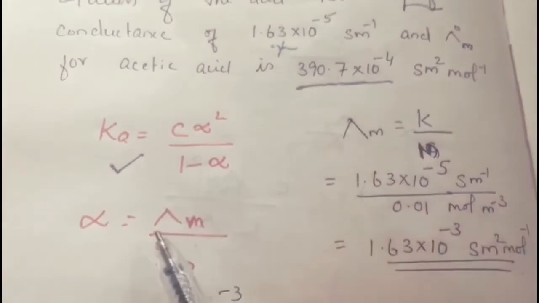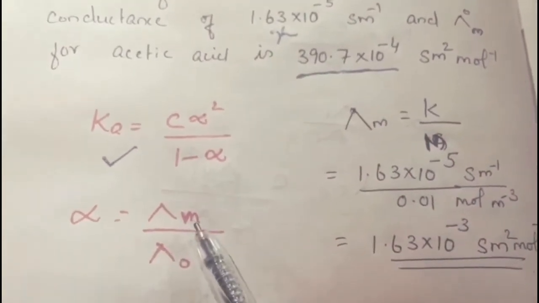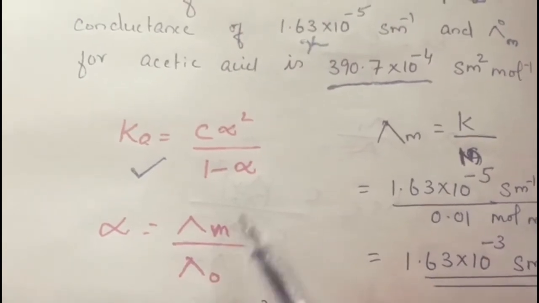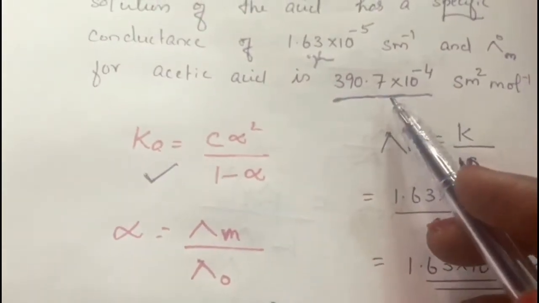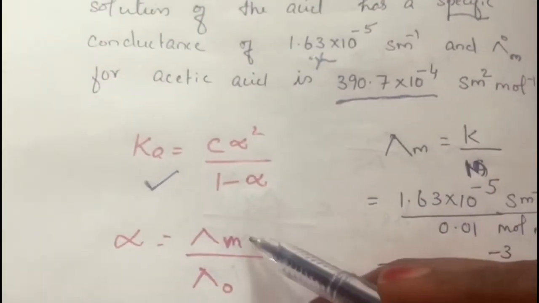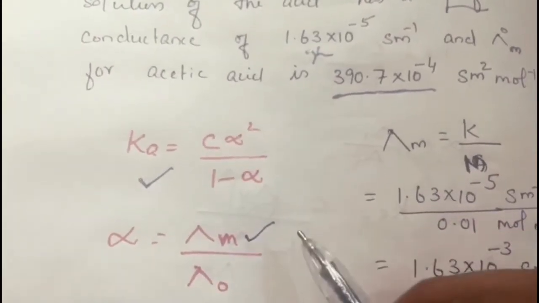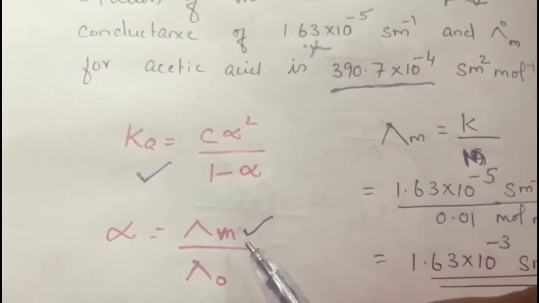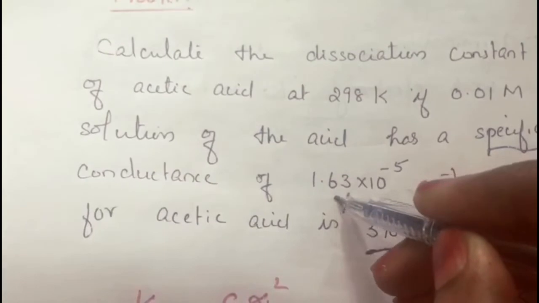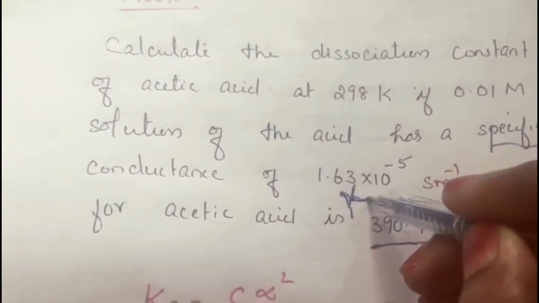For alpha we know the equation is lambda m divided by lambda 0 m. So lambda m is not given but lambda 0 m is given as 390.7 into 10 raised to minus 4. So first we have to find out lambda m. How will we find out lambda m? For finding lambda m, what is given here? Kappa is given. What is kappa? It's the specific conductance.